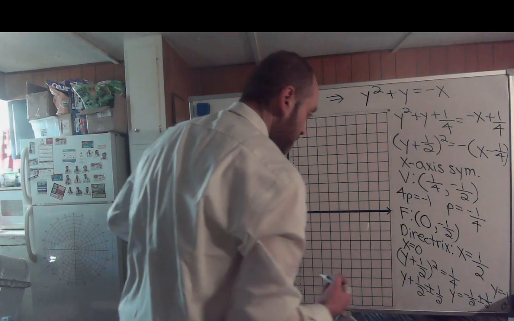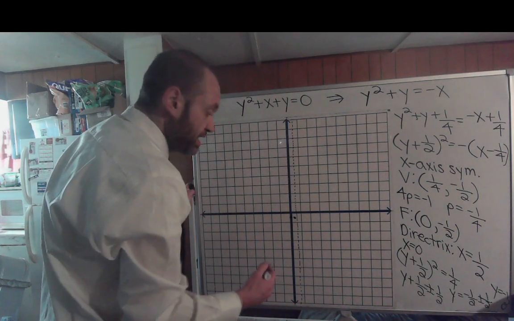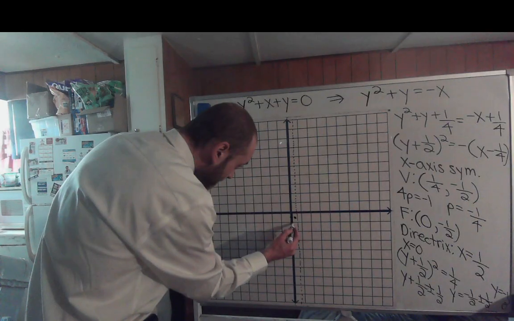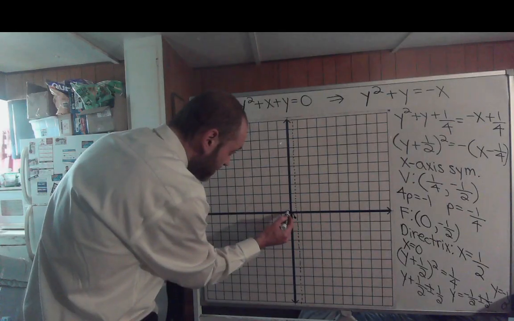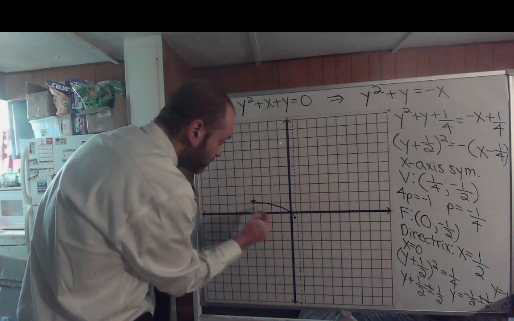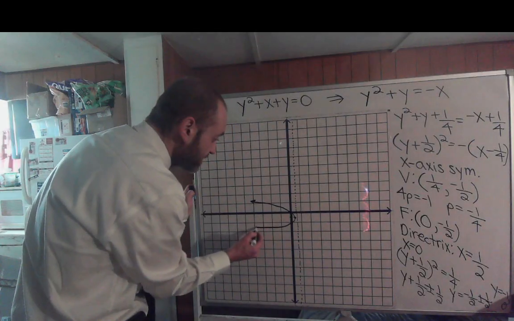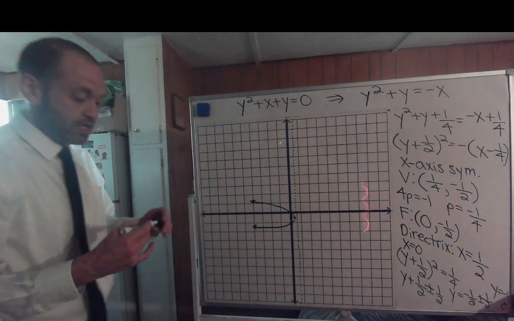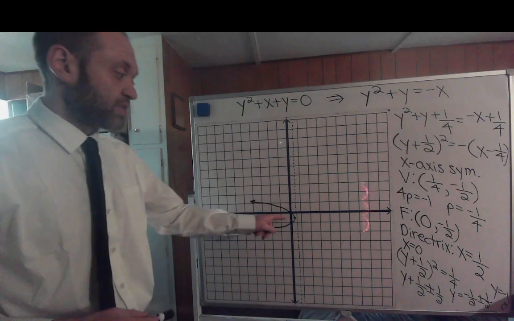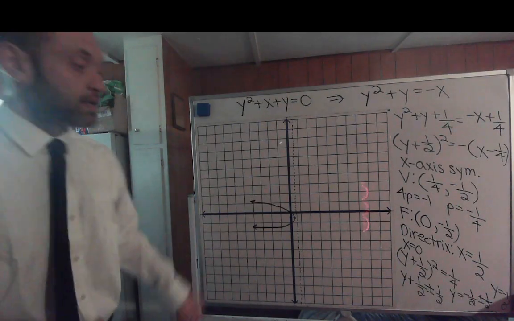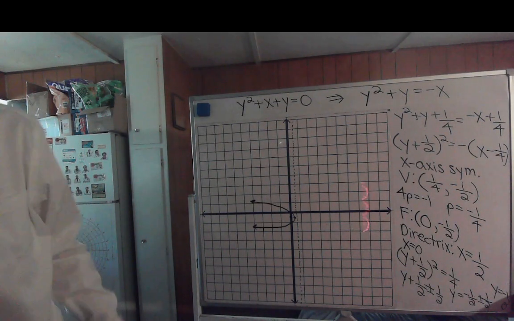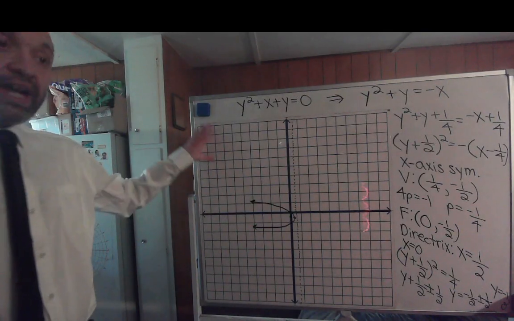So you'll get y coordinates of negative 1 as well as 0. So here's my best representation of what this parabola is going to look like. It's going to be a thin little thing that opens to the left with my respective focus, vertex, and directrix. Alright, so we've graphed parabolas.